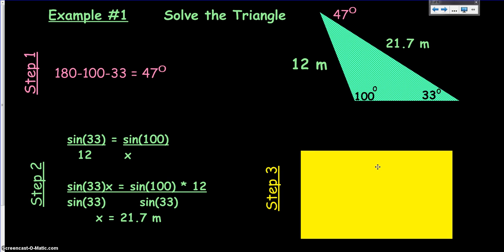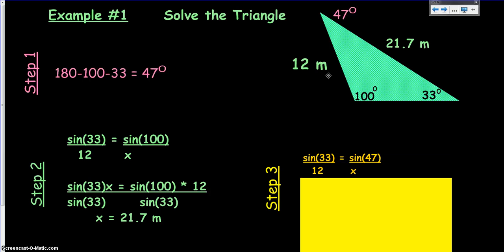Now the last step is pretty similar to before. Now I know two different side lengths. I still prefer to go with the one that I was given, because if I were to solve this one incorrectly and I didn't go back to this one here, I could possibly get the wrong answer. It's better to stick with what was already given to you. So I stuck with sine of 33 over 12 meters equals sine of 47, remember that's the angle we found, over x. Now x is now the side over here.